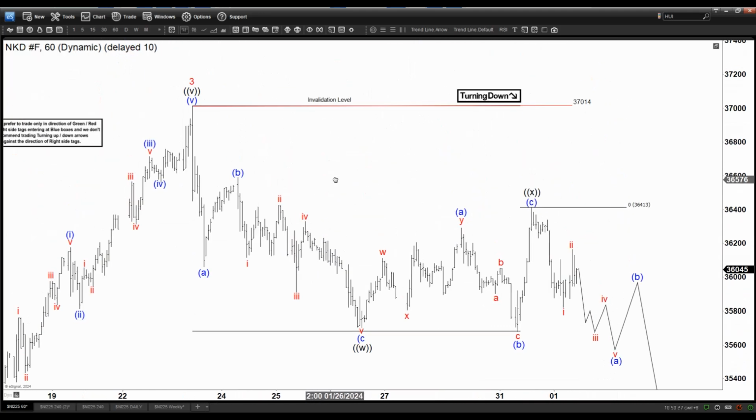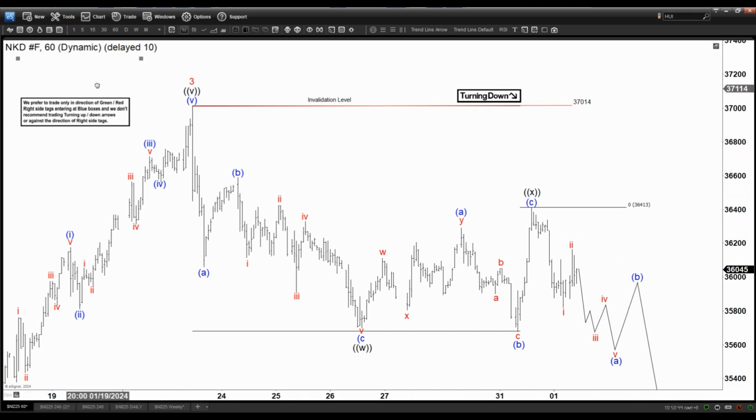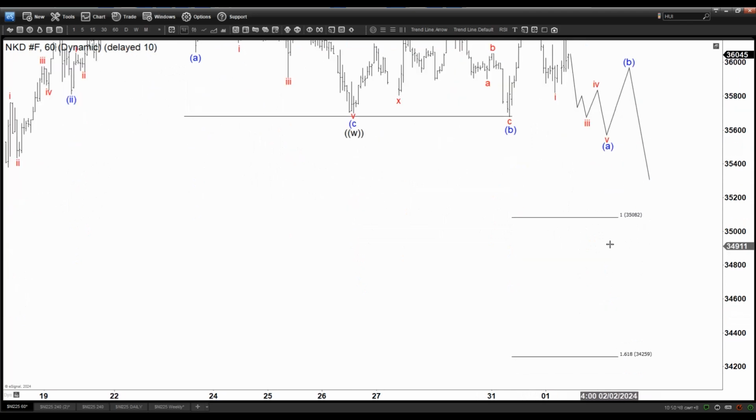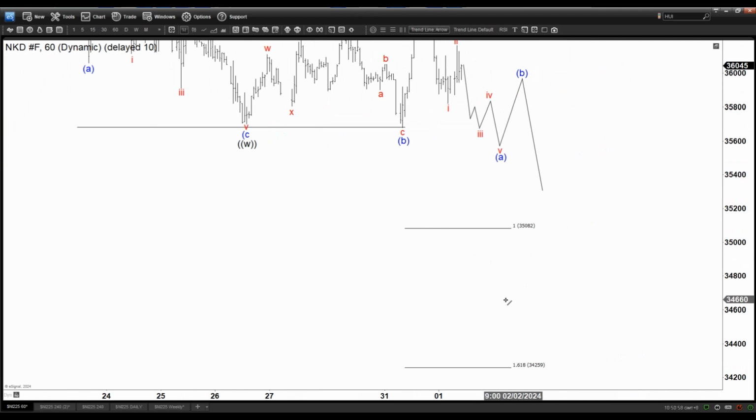Right now, because this is a wave 3 and overall the Nikkei continues to make a higher high, and this is actually the new high, 37,014, this is by no means considered to be bearish, right? It is considered a pullback in the shorter cycle, and if it does extend lower, then this will be the next support zone for the Nikkei, 35,082 to 34,259.